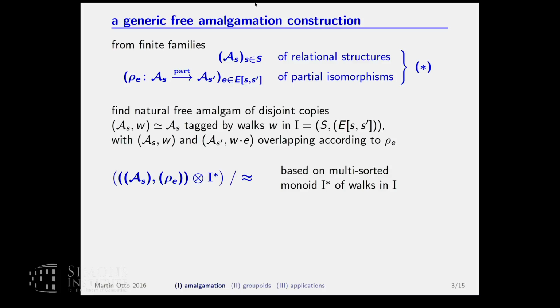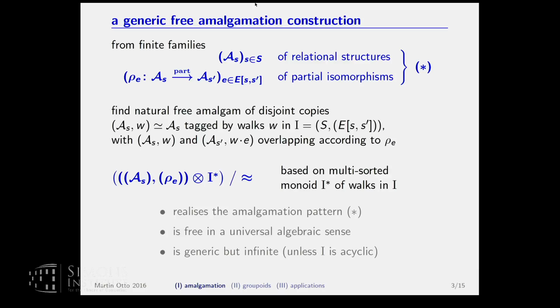You take something like a free product and factor out with respect to the identifications that are induced by the edges in those walks. Right, so this realizes, in the terminology that I want to suggest here, this overlap pattern that's given in the specification, or amalgamation pattern. It is free in a universal algebraic sense because you've basically not identified anything that did not have to be identified according to this specification. It's generic, but it's obviously always infinite unless your pattern happens to be finite and everything is fairly trivial anyway.